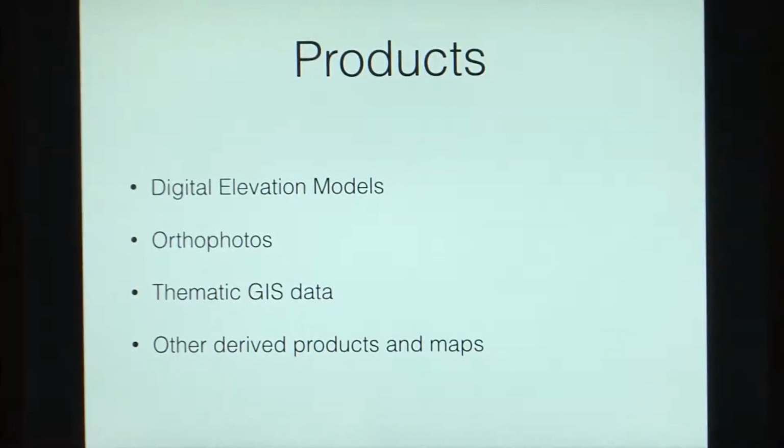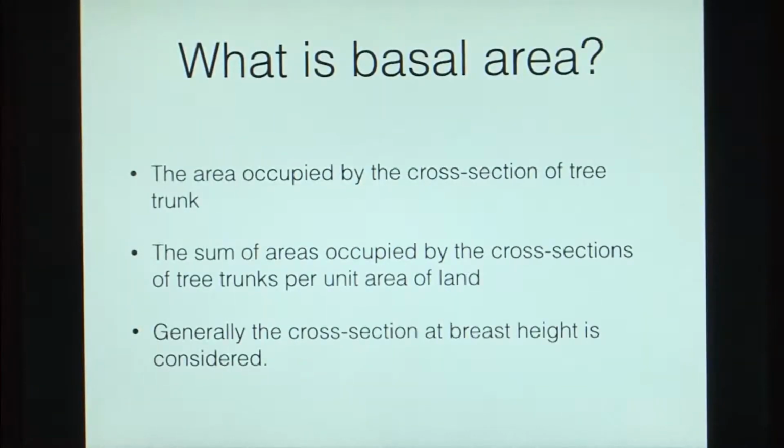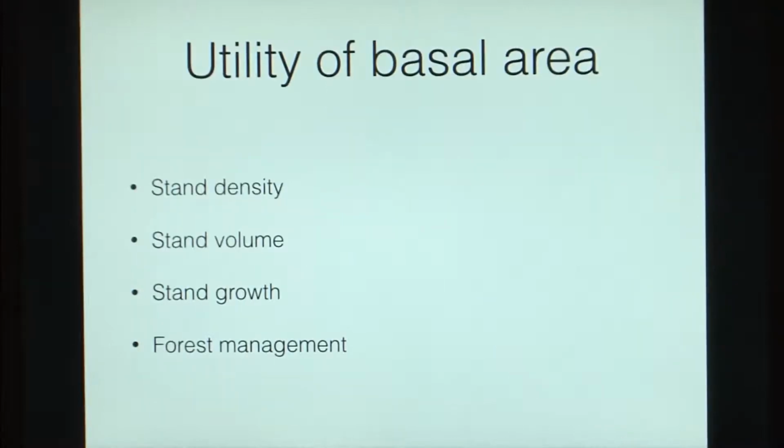Then there are some other products that come out of this science of photogrammetry, like digital elevation models or DEMs, orthophotos, thematic GIS data, and other derived products and maps. Now, in the next section we looked at the basal area of a tree and a stand. So, we defined the basal area as the area that is occupied by the cross section of a tree trunk, usually measured at the breast height, and we use basal area to get an estimate of the stand density, the stand volume, the stand growth, and for forest management purposes.